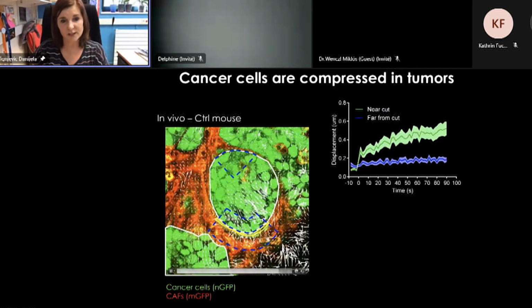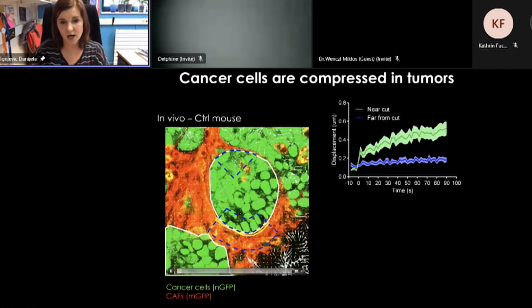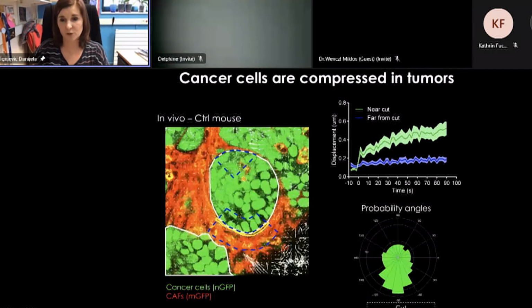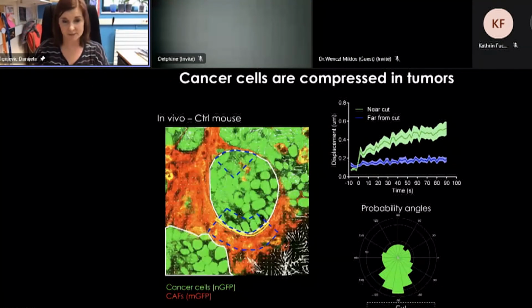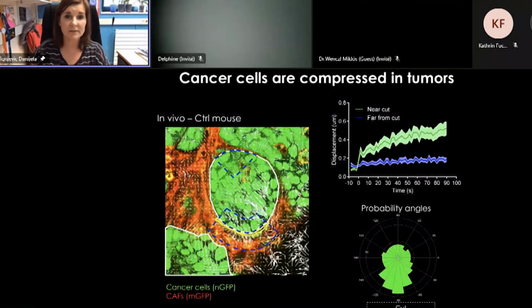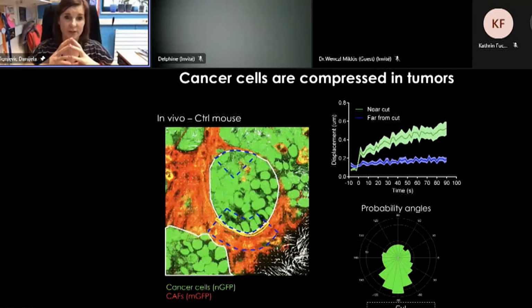However, closer to the cut, we see that the cancer cells are displacing, and if you look at the probability of angles, they are displacing toward the cut. In other words, that would mean that they were under compression in the tumors.